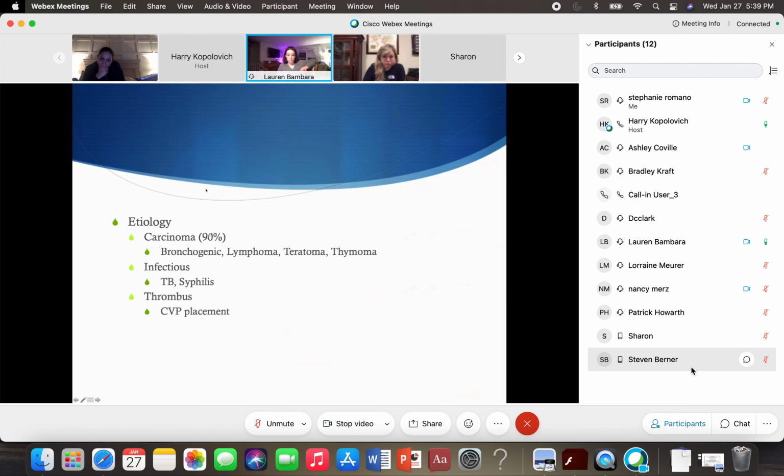The vast majority of the etiology is unfortunately carcinoma. Depending on where the carcinoma is located, that will kind of tell you the etiology. So really the bad ones are teratoma, thymoma, really terrible lymphomas, and some bronchogenic carcinomas. There are certain infections that can cause compression of the SVC, specifically TB and syphilis, or if the patient has a central venous line that's become occluded, that can also lead to SVC syndrome. Symptoms being limb and facial edema, headache, confusion, and dyspnea.